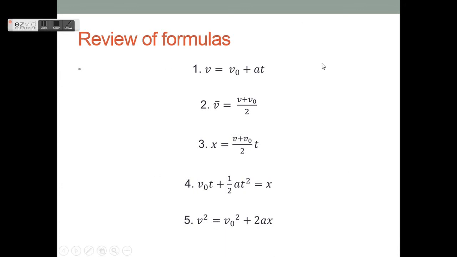The vast majority, in fact, pretty much all the problems we're going to do in this section deal with these 5 formulas. So that's kind of a quick overview of the introduction to kinematics. What we'll look at in the next lesson is how do we apply some of those formulas? What are some techniques we can use?